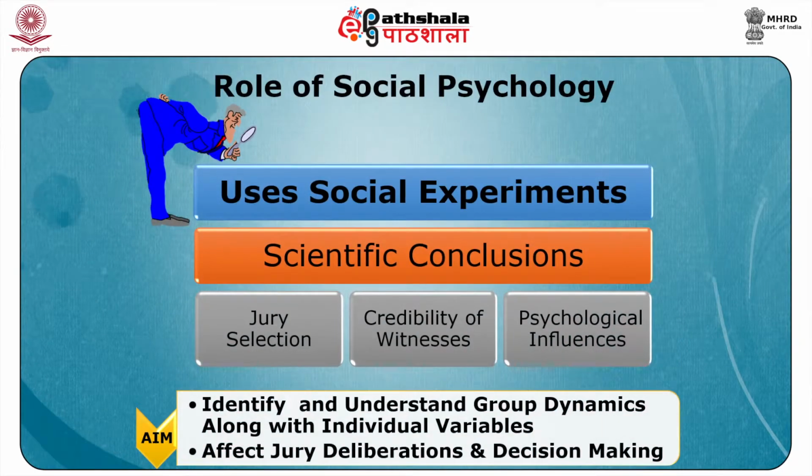Social psychologists within this framework use social experiments to provide scientific conclusions on issues such as jury selection, credibility of witnesses, and psychological influences on jury decision making. The aim is to identify and understand group dynamics along with individual variables that affect jury deliberations and decision making.